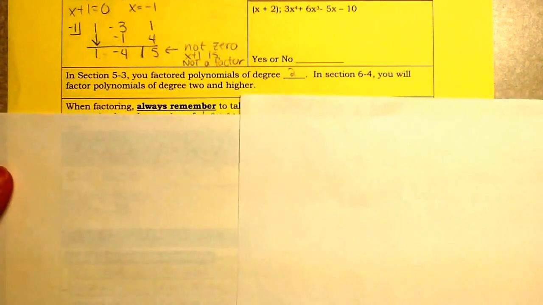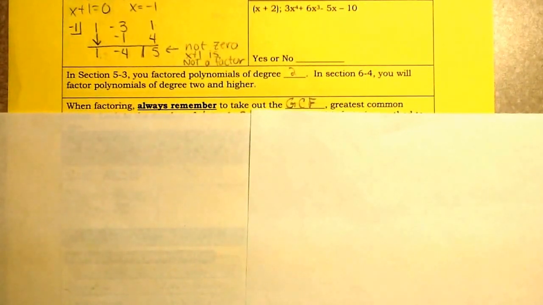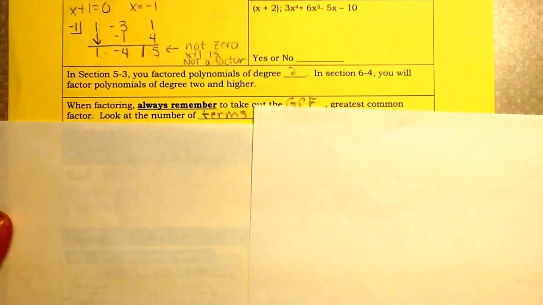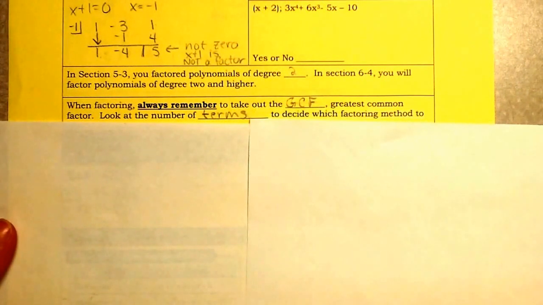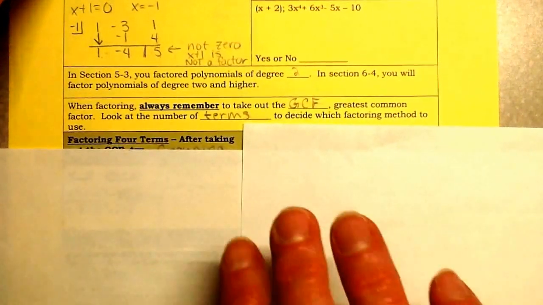Now in section 5.3 you factored polynomials of degree 2. So those were quadratics. In section 6.4 you're going to factor polynomials of degree 2 and higher. So always remember that when you're factoring, the first step is to take out the GCF, your greatest common factor. You can still factor without it, but it just makes the factoring easier because your numbers are smaller. Now, in order to factor, you're going to look at the number of terms and then decide on a factoring method to use. So let's start out with factoring 4 terms.